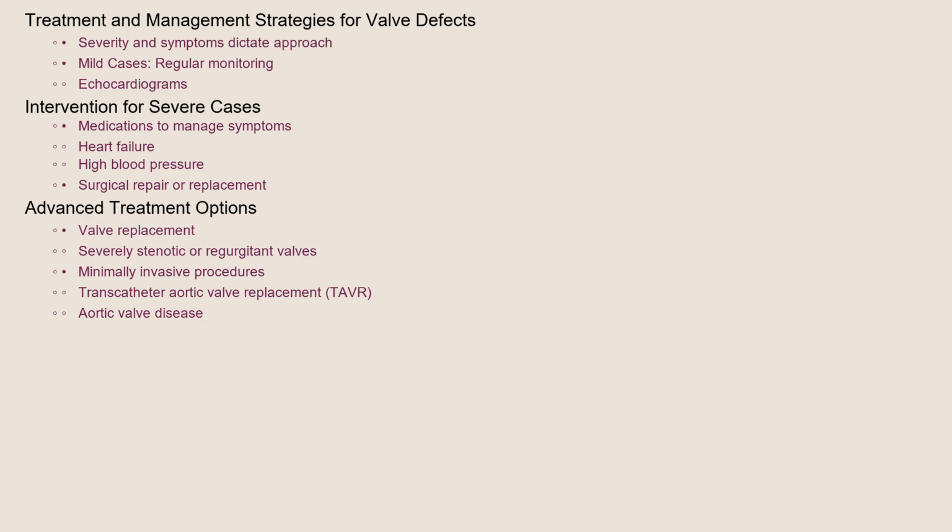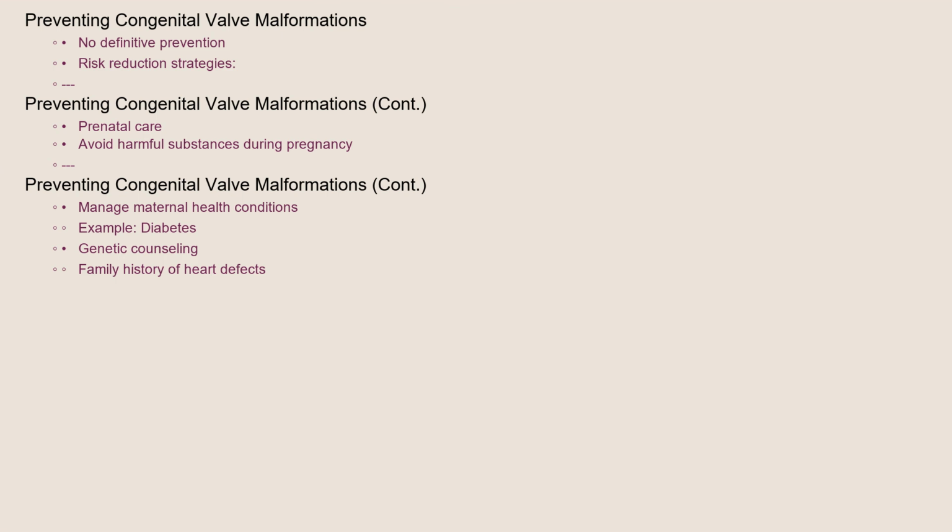Treatment and management strategies depend on the severity of the valve defect and the presence of symptoms. Mild cases may only require regular monitoring with echocardiograms. More severe cases often require intervention, which may include medications to manage symptoms such as heart failure or high blood pressure. Surgical repair or replacement of the valve may be necessary in cases where the valve is severely stenotic or regurgitant. Minimally invasive procedures, such as transcatheter aortic valve replacement (TAVR), are becoming increasingly common for certain types of aortic valve disease.